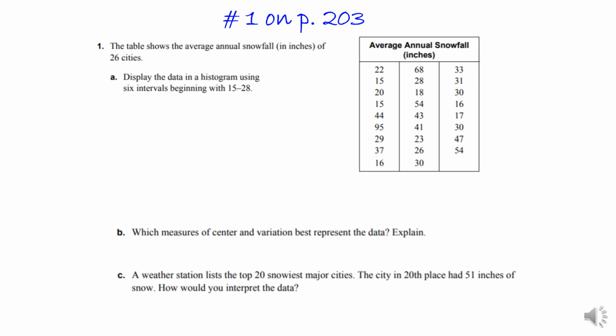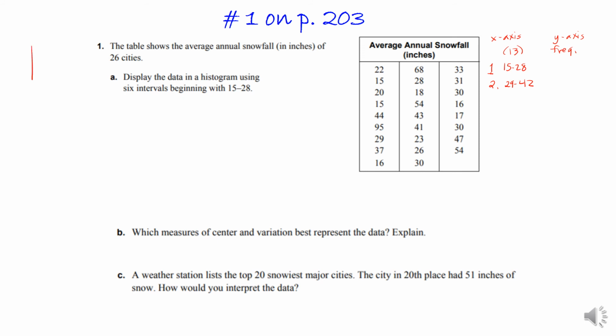Display the data in a histogram using 6 intervals beginning with 15 through 28. So the first thing I'm going to do is say interval 1 is 15 through 28, and that is a range of 13. I'm going to remember that. That would mean that my second interval would be 29 through 42. So you're going to come up with your 6 intervals, and that is your x-axis. Your y-axis is going to be the number of cities, the frequency. So it's going to be the number of cities that had that snowfall.